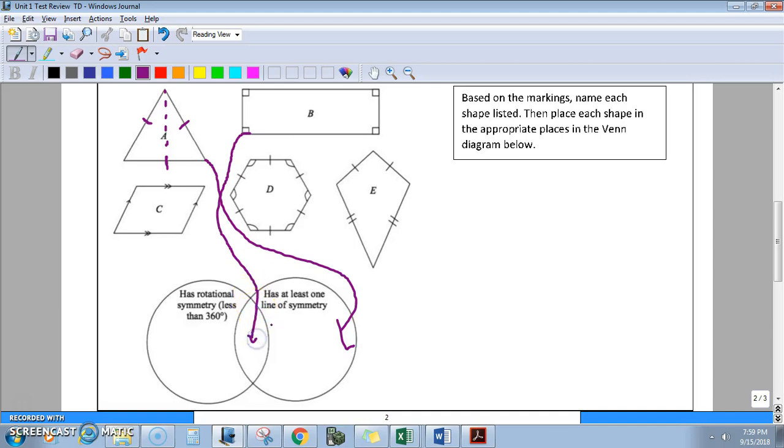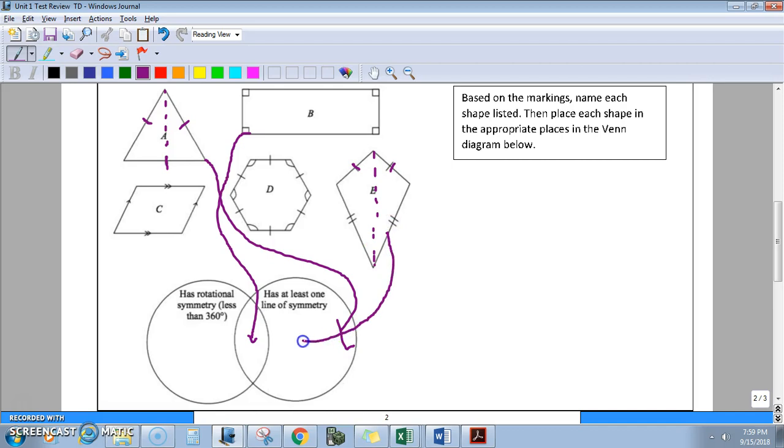It has both. The kite, and I know this is a kite and not just a plane quadrilateral because these two lengths are the same and these two lengths are the same. The kite has a line of symmetry, and I'm trying to picture it without drawing it. I do not think that it has rotational symmetry.